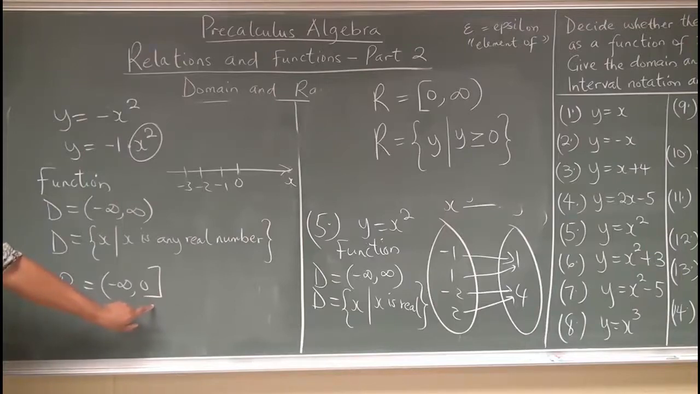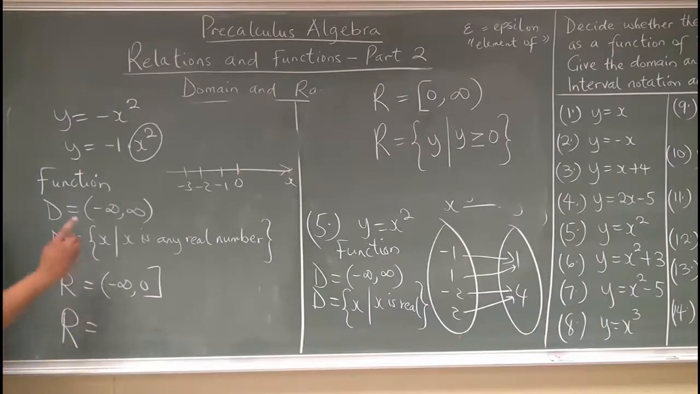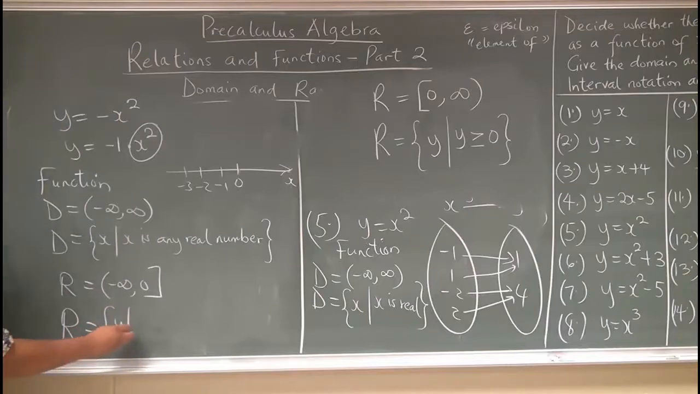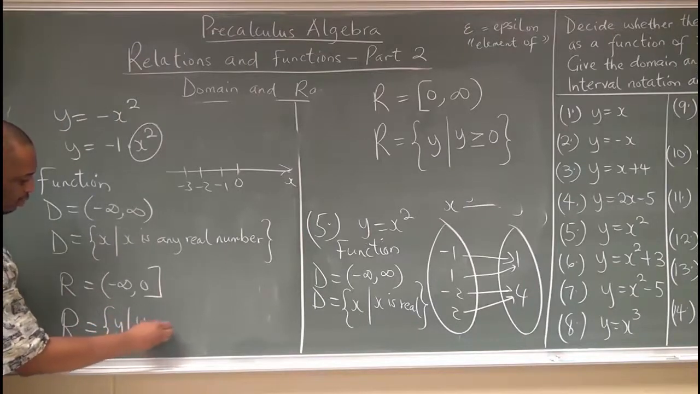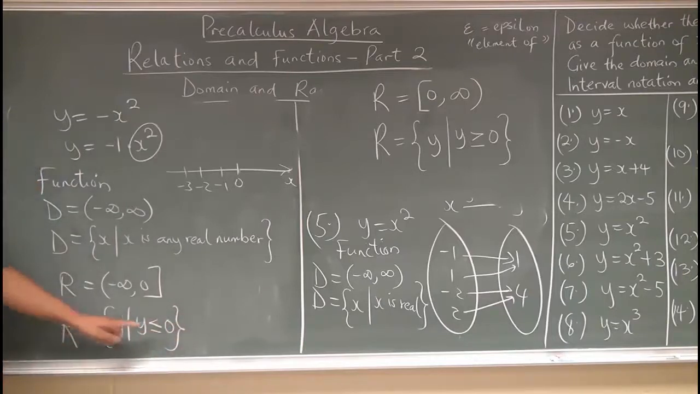Okay? 0 is included. And then what is it in set notation? What is it going to be in set notation? Set of y such that y is less than or equal to 0. So you see, it's just the other way around of x squared. So please take note of it.